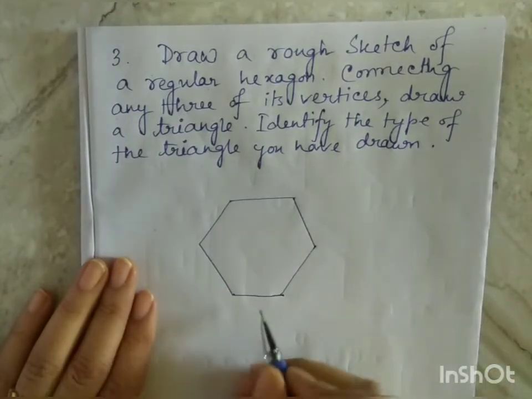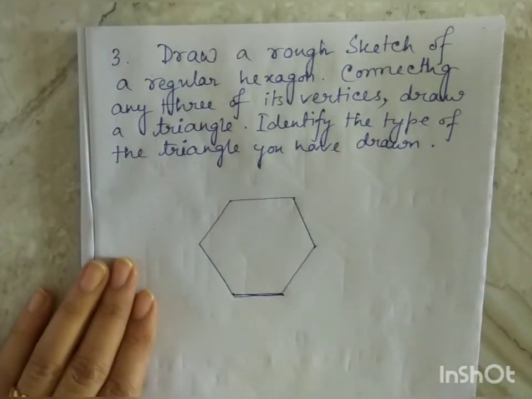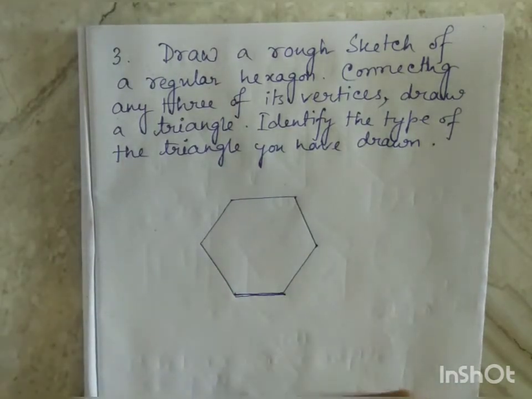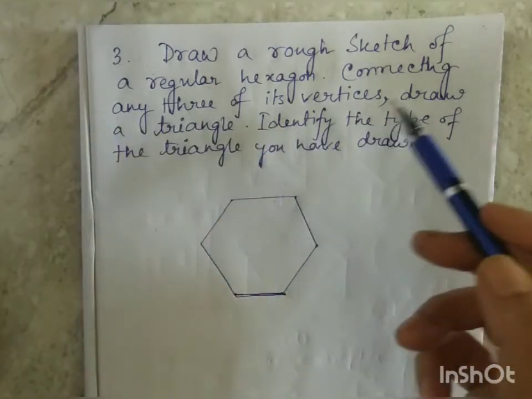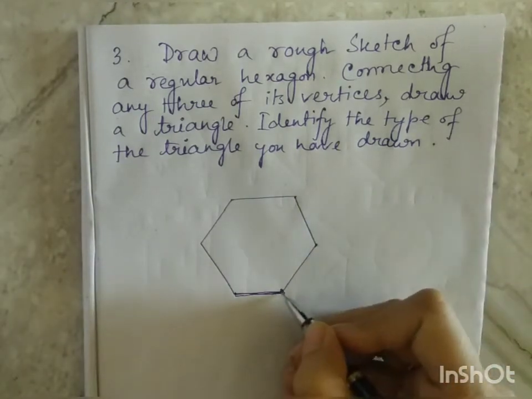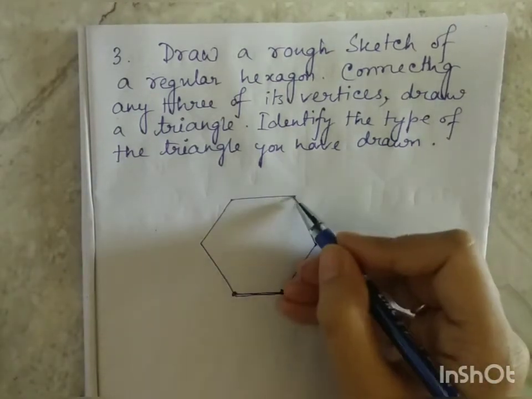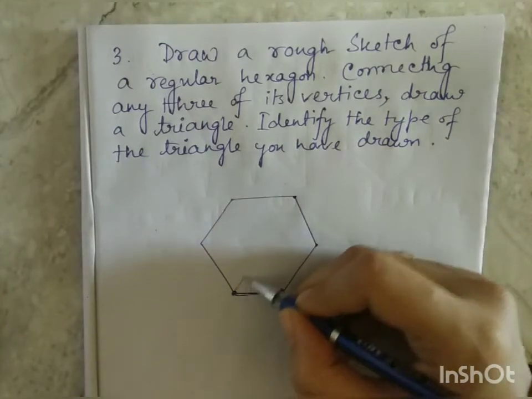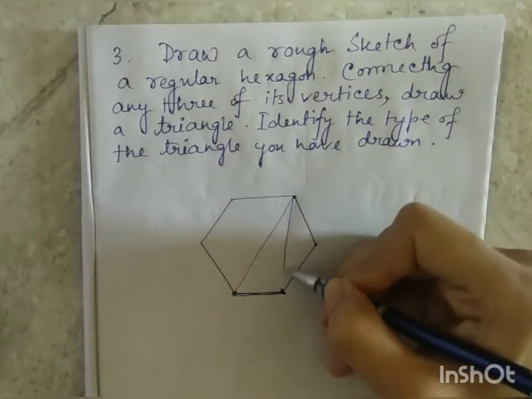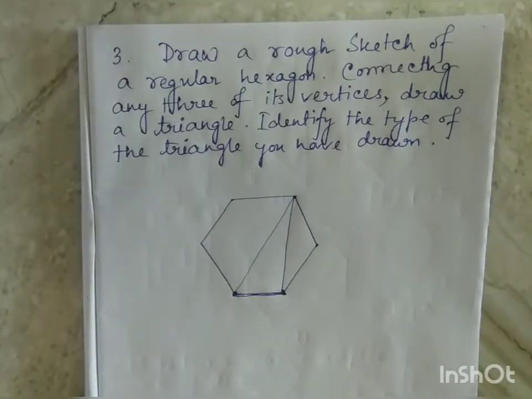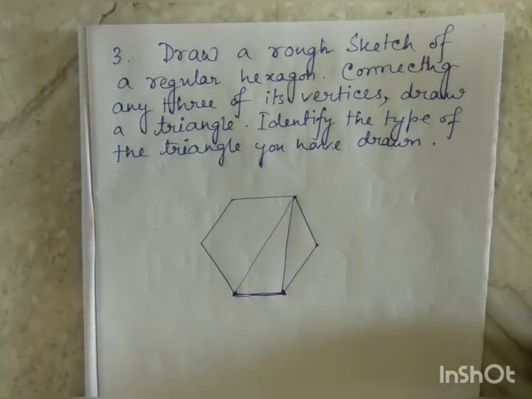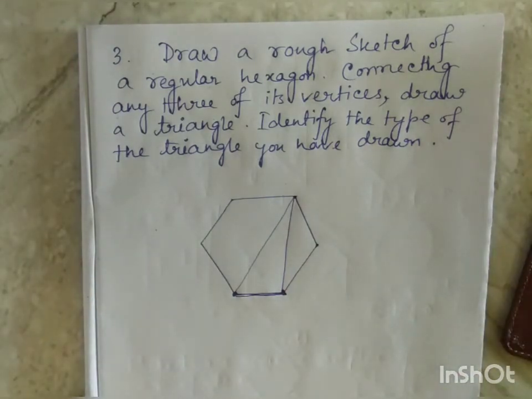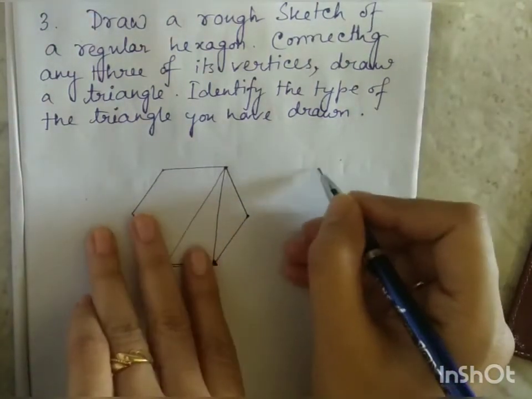So this may be a rough sketch where we can say that all the sides of this regular hexagon are equal as well as all the angles are equal. Okay, now it is told that any 3 of its vertices you have to connect. Now this one is a vertex, this one is another vertex. Let's join it. So I am joining it. Okay, so I have got a triangle and it is asked in the question to identify the type of the triangle you have drawn.